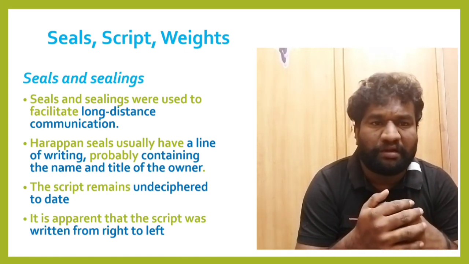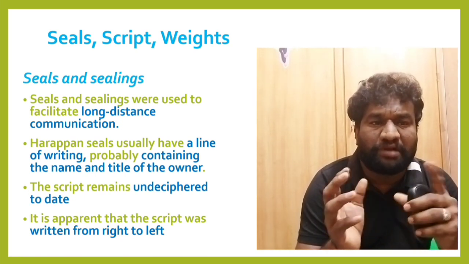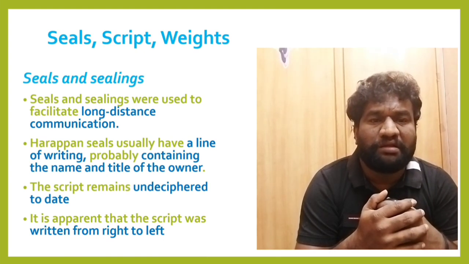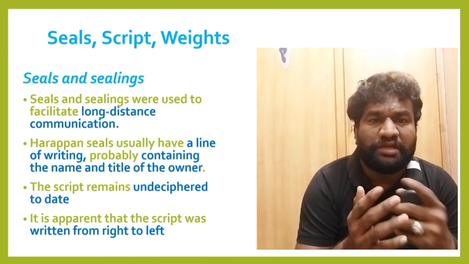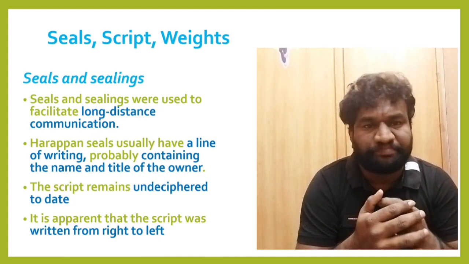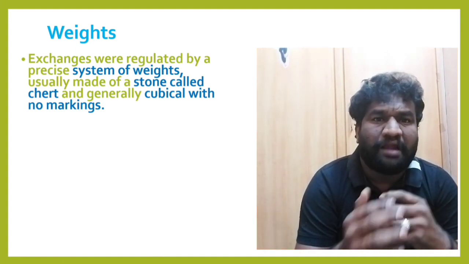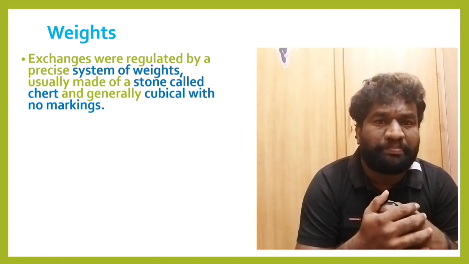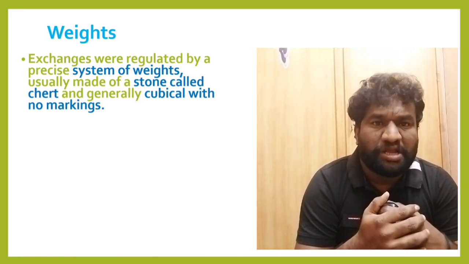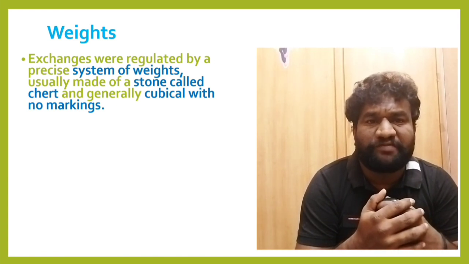Everyone knows that the script is called a pictographic script because it is like pictures. It was written from right to left, not left to right. Next, weights. Weights also played a unique role in the Harappa period. Exchanges were regulated by a precise system of weights, usually made of stone called chert, and these weight stones were actually made of chert.